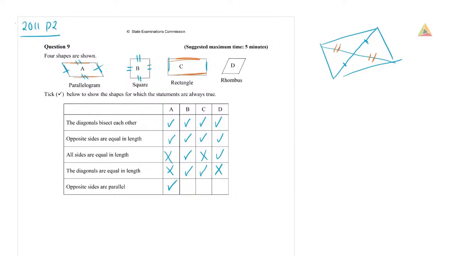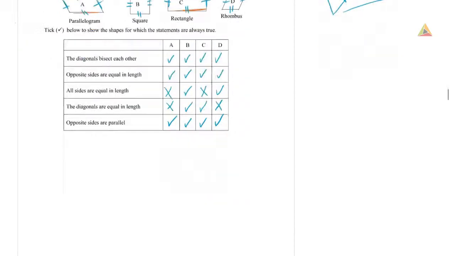That is true. For a rectangle, this is parallel to this, and this is parallel to this. That is true. And finally, a rhombus, this is parallel to this, and this is parallel to this. So that is also true. So I think that's the full question. It is. So we're going to go on to the next one now.